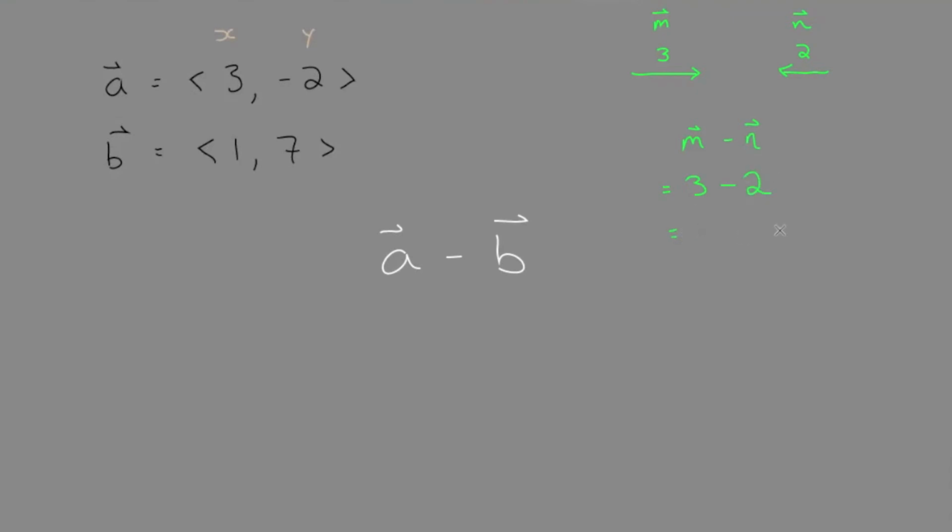1. So to finish this example, we can subtract the a's and the b's, and we can actually show it all at once. So we have a minus b, so the x components are 3 minus 1, and the y components of a minus b are negative 2 minus 7. Putting this together, we would get our resultant is 2, negative 9.